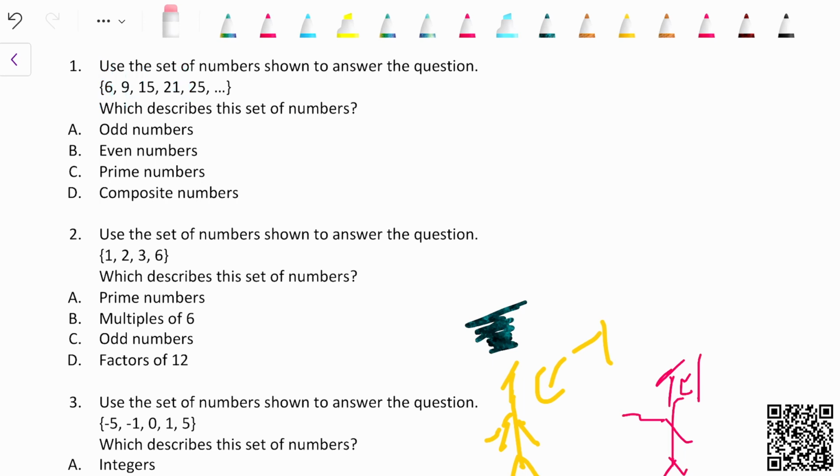So right off the bat, we can do some exclusioning right here. So we've got odd numbers, which is definitely not right because 6 right off the bat is already not odd. Even numbers, because basically everything else but 6 is odd. And then we've got prime numbers, which is also definitely not true, because right off the bat, 3 times 2 equals 6. So that means it does have some factors, so it's definitely not prime. So there's only one answer left. So it has to be D.